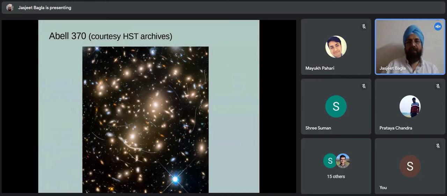So this is Hubble 370. Again, a Hubble Space Telescope image. The curvy thin lines which you see are actually orbits of asteroids, because the image was collected over tens of days, and these things tend to move in the sky.